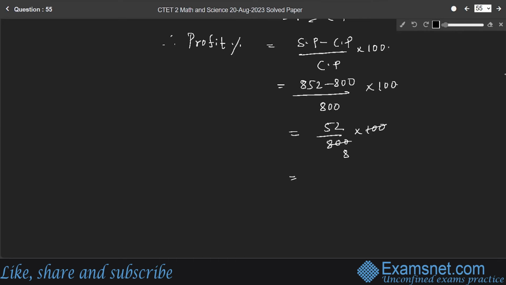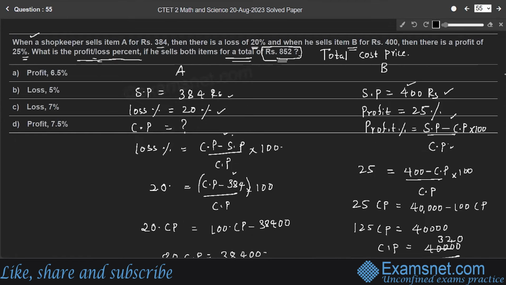8 into 6 is 48 and 4 is the remainder. So 8 into 5 is 40. So profit percentage is 6.5%. So after selling both the items for 852 rupees, there is a profit of 6.5%. Option A is the right answer.